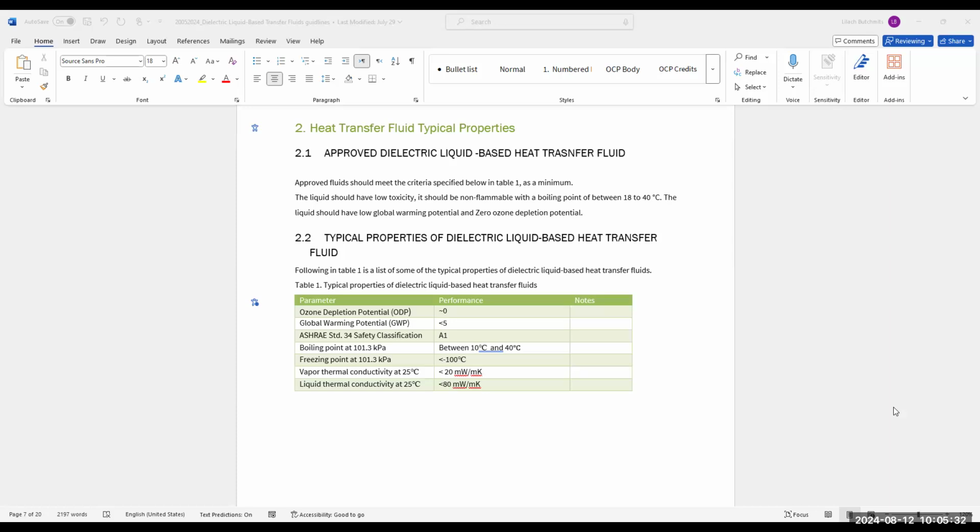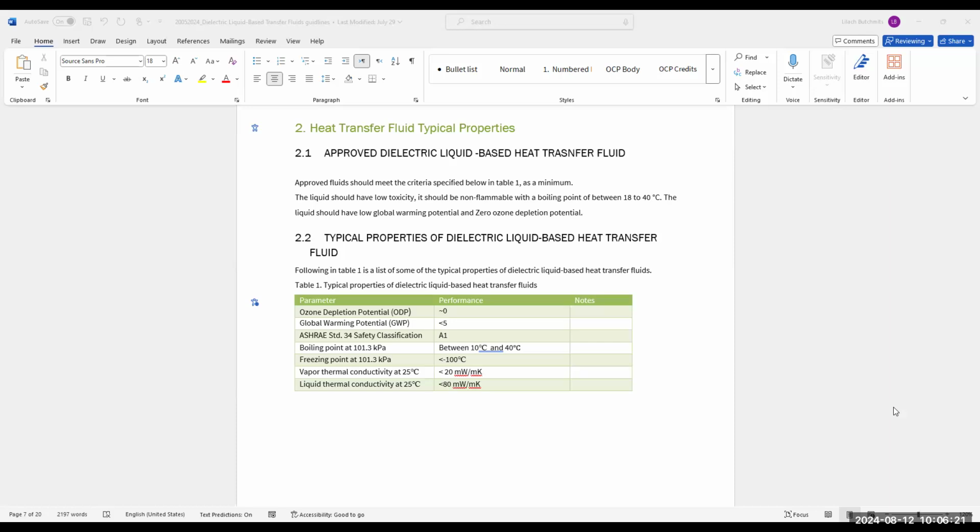The second point is global environment, and that means ozone depletion. Ozone depletion potential should be zero or very, very close to zero. It could be 0.00 something, but it should be zero. That's the regulation today. For global warming potential, we wrote here under 5, but even under 10 is okay in the industry. This is the new generation of cooling liquids. Older generations were in the 300 to 500 global warming potential. But when we look at the liquid now, it should be under 10, and even better if it's under 5.